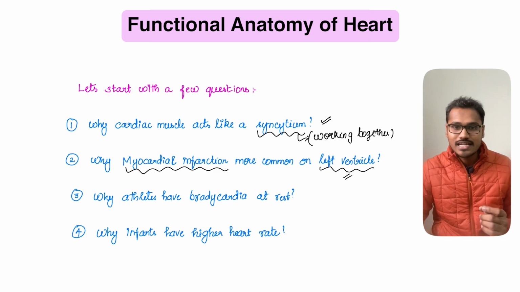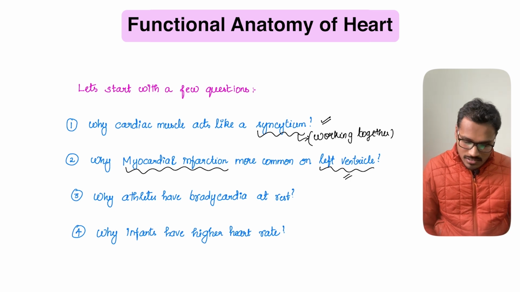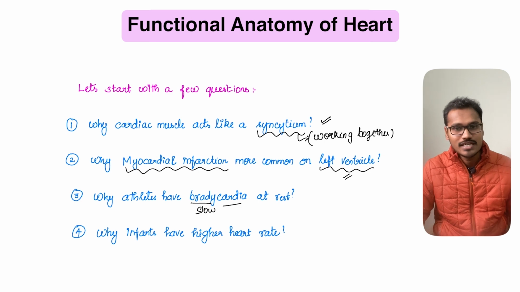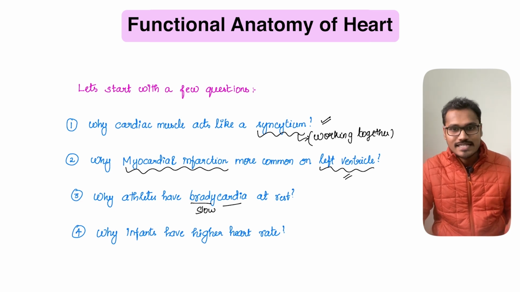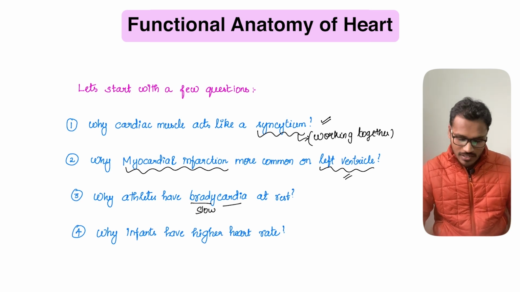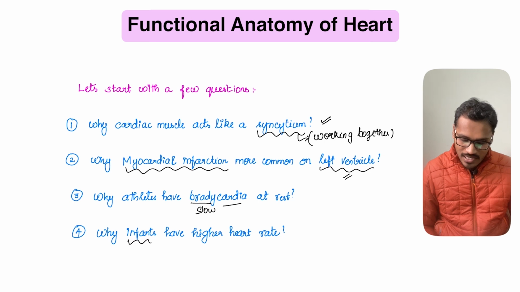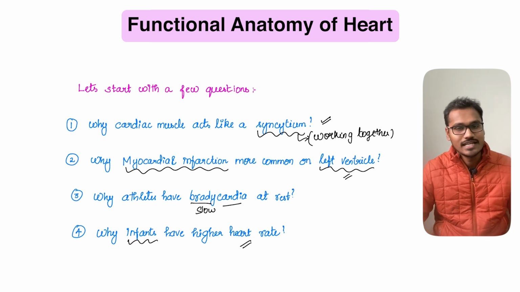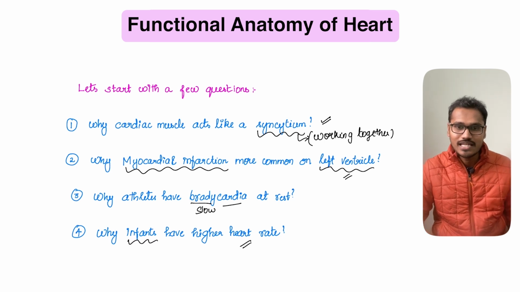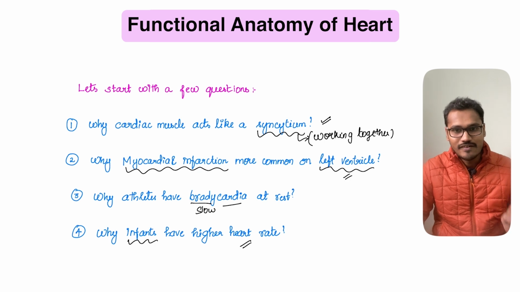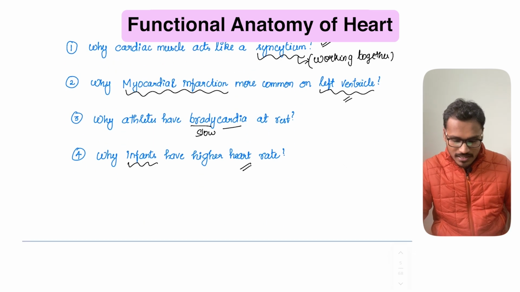And athletes at rest have bradycardia. Brady means slow, cardia means heart, so the heart rate is slow. That is called bradycardia. Whereas in infants, it is the reverse. The infants will have a higher heart rate. So that is the difference between an athlete and an infant. Let's try to understand which system is controlling this. So let's begin the lecture.